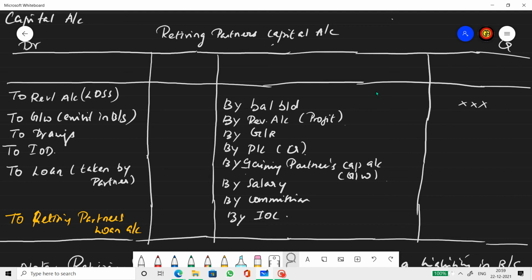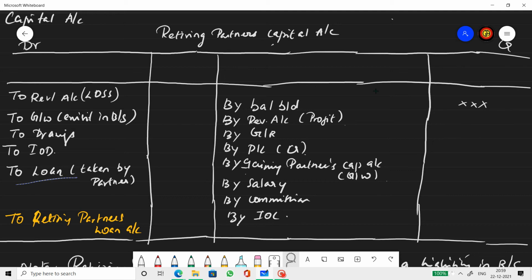To loan. This is a loan taken by the retiring partner. So if the retiring partner has taken a loan from the firm, then the loan will be credited. So that means whatever amount that we have to pay to that retiring partner will be adjusted with the amount that he has already taken as a loan. So this is the reason why loan is credited.